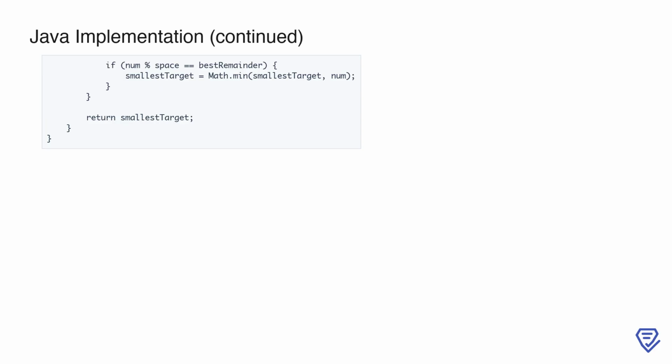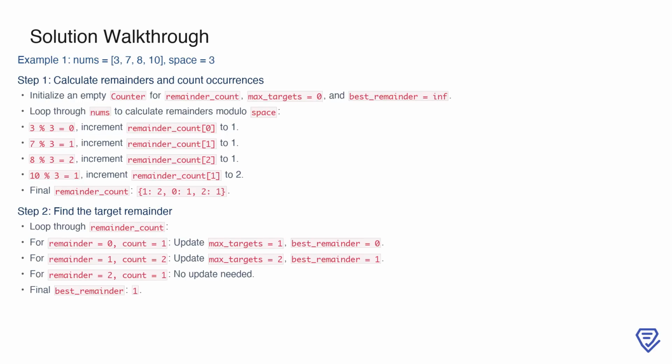This approach ensures that we efficiently compute the desired outcome by leveraging modular arithmetic and a hashmap to optimize the process of finding the most impactful target to destroy. To solve this problem, we start by calculating the remainders when each number in the array is divided by the given space value, and then count how often each remainder appears.